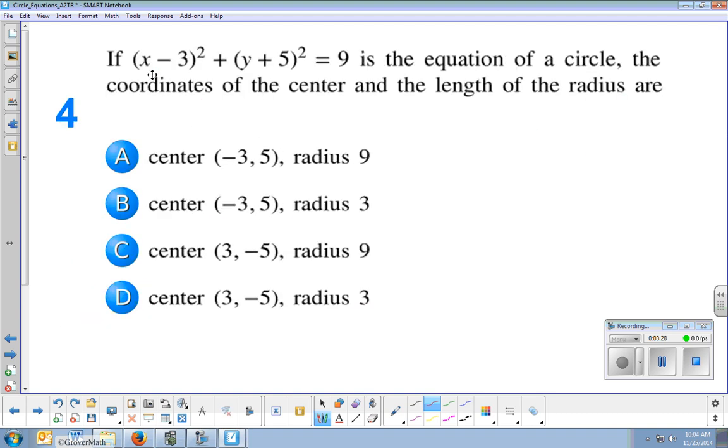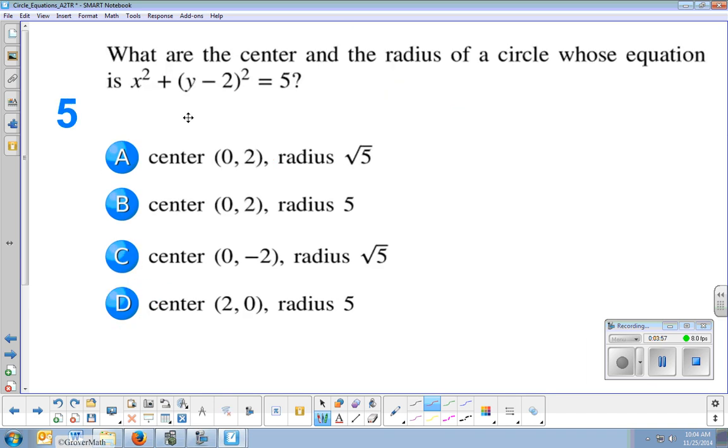Going the other way, here's your equation. So I see an x minus 3. That means I have a positive 3 x value. The y plus 5 tells me I have a negative 5. So my coordinate is 3, negative 5. And it's equal to 9. This is your radius squared, not your radius. So if r squared equals 9, that means my radius must be 3. So the answer is D.